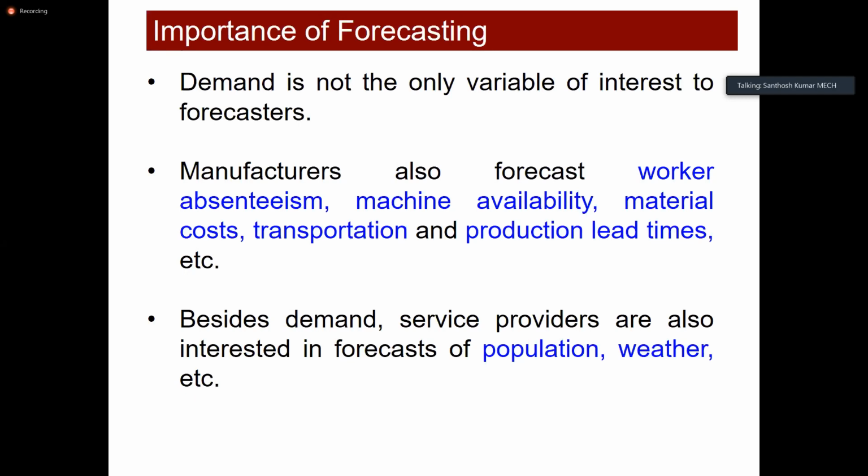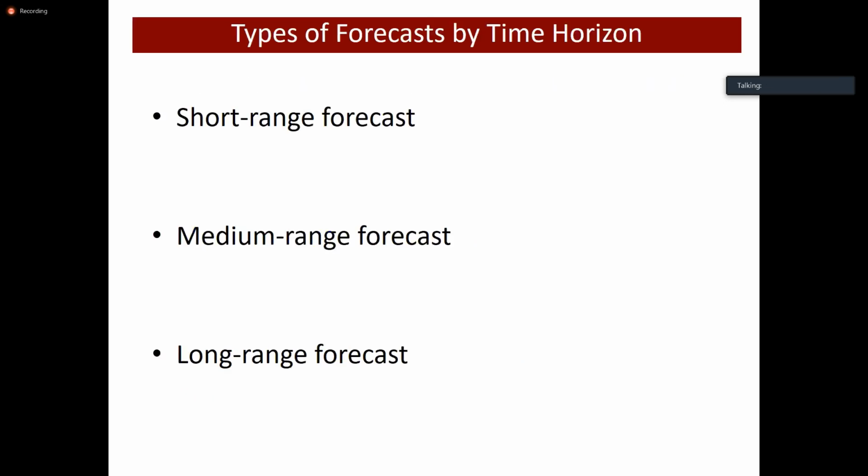Besides demand, service providers are also interested in forecasts of population, weather, etc. So, types of forecast by time horizon. A few forecasts can be done product-wise or company-wise, industry-wise or service-wise. I'm telling one example, and after that I will ask you for examples of these three.